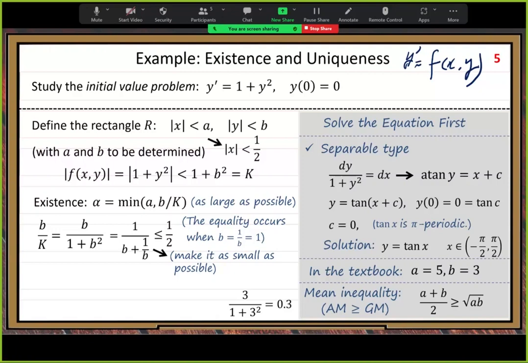So then, our existence subinterval becomes absolute value of x less than 1/2. Then for uniqueness, we do not need to do anything. We just check the bound of its partial derivative. 2b is a certain number. It cannot be infinity. It's a bound. If we use b equals 1, 2b is just 2. So in the region, its partial derivative is bounded by 2. So by the uniqueness theorem, this solution is unique.